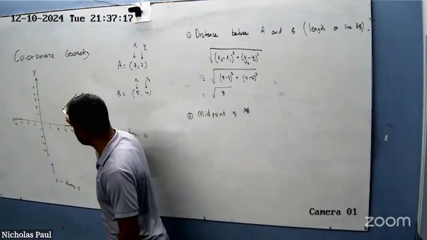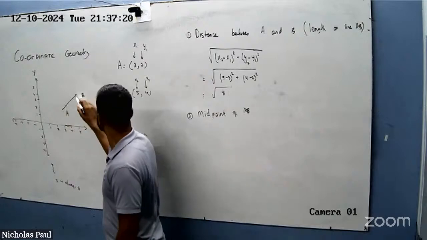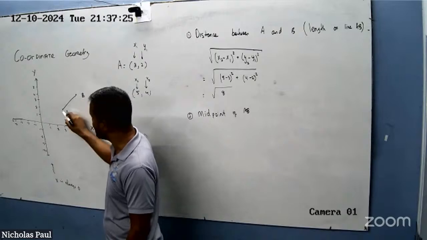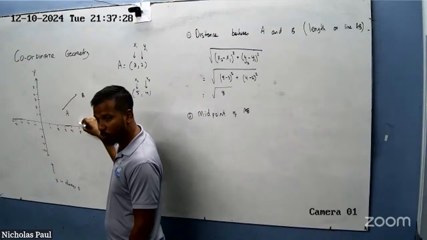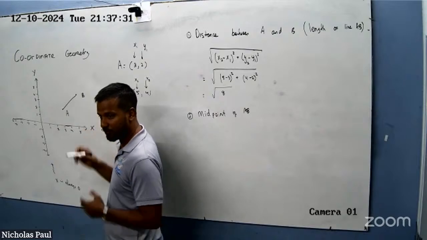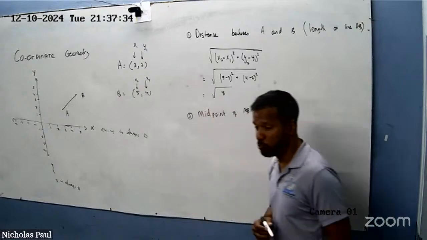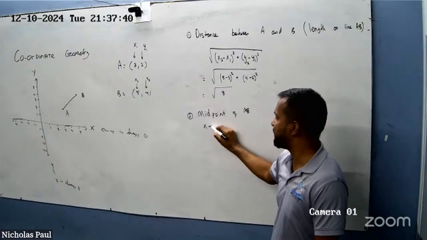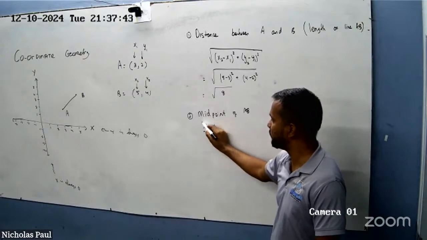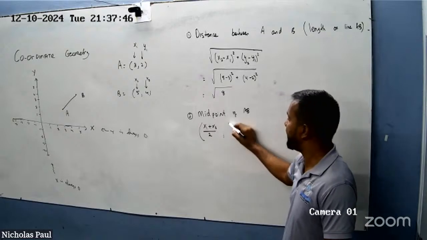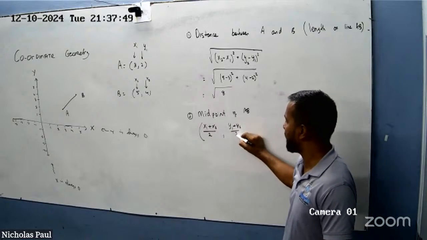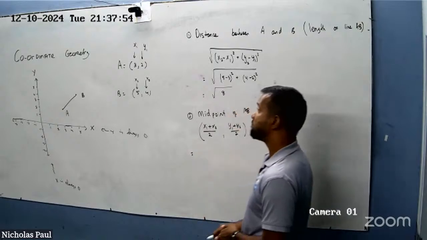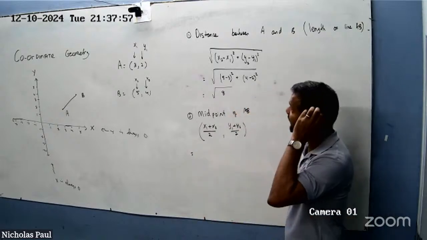So if this value is 3 and this value is 5, what's the middle x value? What's the middle of 3 and 5? 4, right? So what we have to do is take the x values, add them, and then divide by 2. Take the y values, add them, and divide by 2. That's okay? That's how you find the midpoint. Go ahead, find it one time.